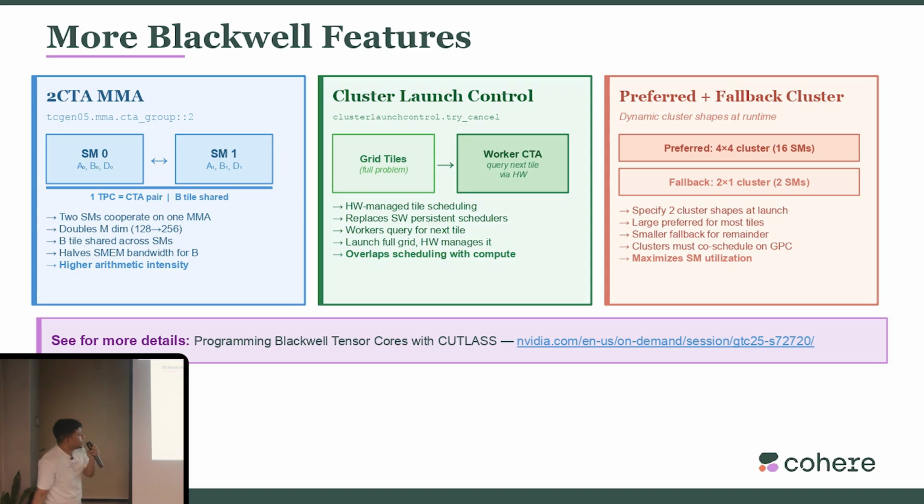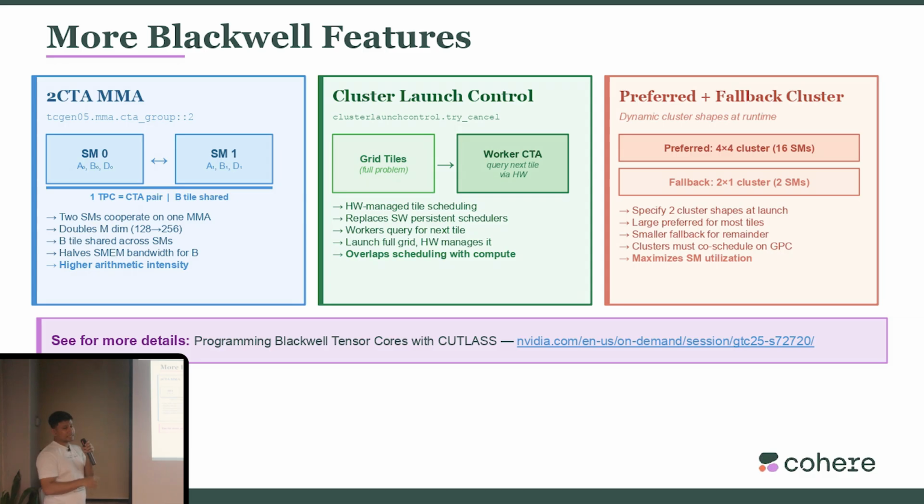They also have something called cluster launch control. The problem in persistent scheduling was that these tiles are statically scheduled, and if, let's say, SM1 is free, it cannot steal work from SM0, like the 8th or 12th element. So Blackwell introduced cluster launch control, in which you query which SM is free, and then you schedule work on that particular SM.